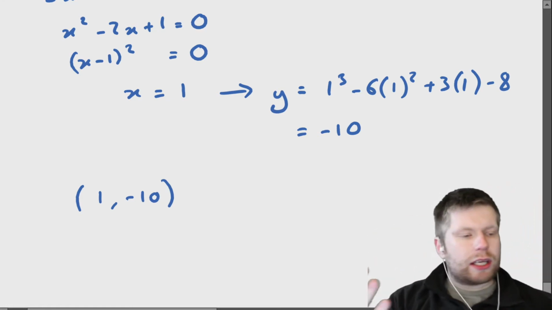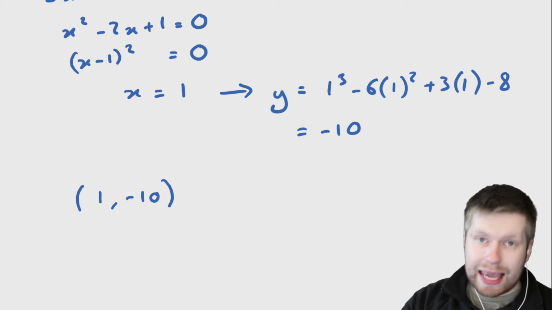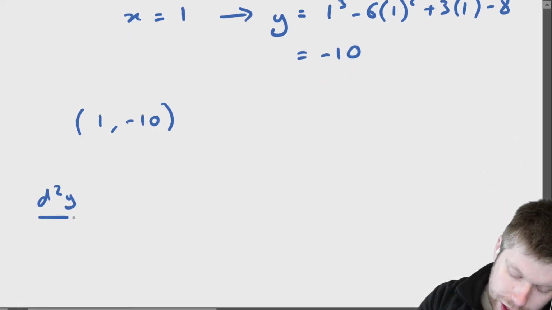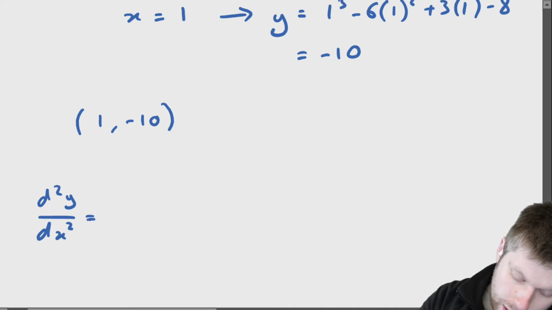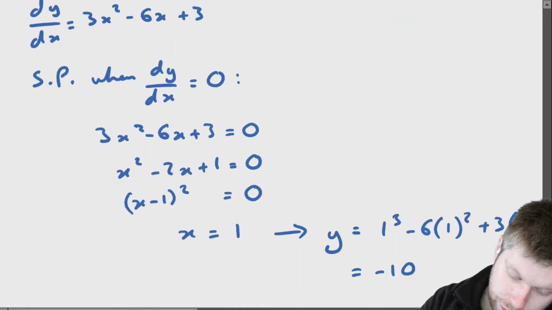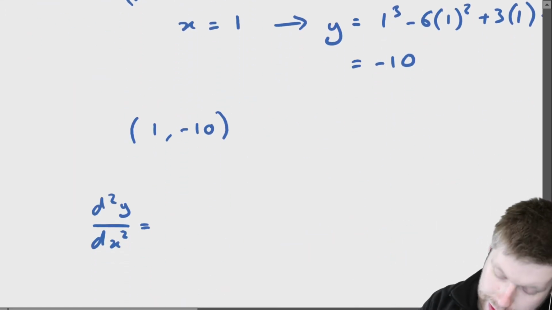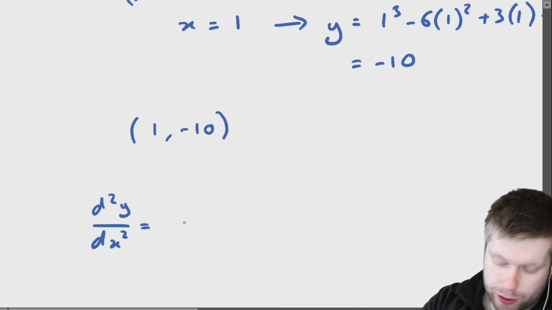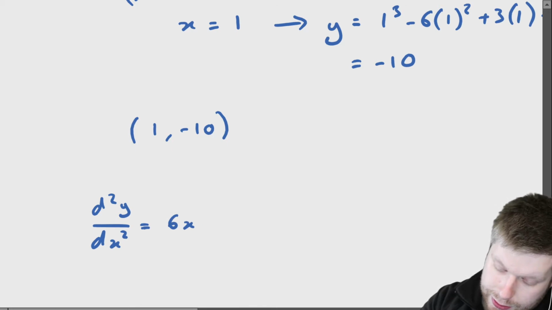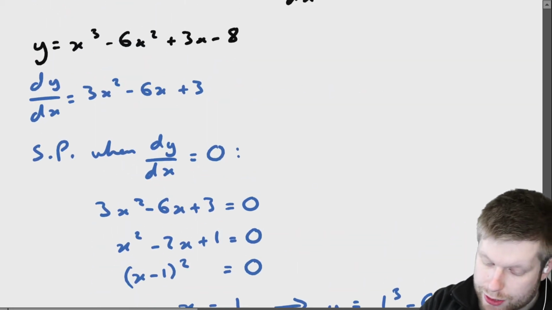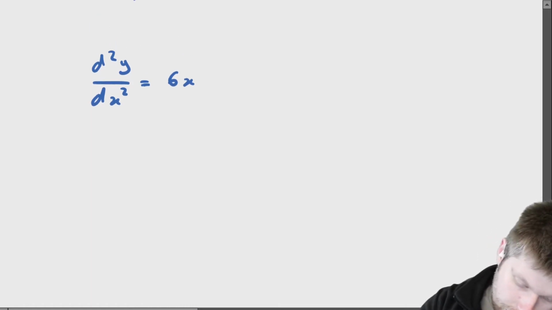If we want to determine the nature of this point, all I need to do is differentiate again. I take the function which I differentiated, 3x squared minus 6x plus 3, and differentiate it. 3x squared differentiated is 6x. Differentiating the minus 6x plus 3 just gives negative 6. So I get 6x minus 6.